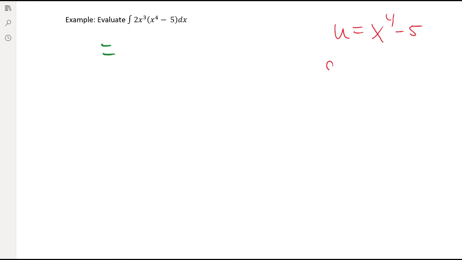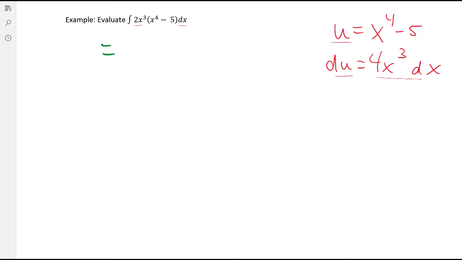Why is that? Because du is equal to 4x cubed dx. Remember, du is the derivative of u. Du has nothing to do with your integral as far as how you figure out what that is. Du is simply the derivative of u. Okay? But as we start to do our substitution, we're going to have an issue because we don't have a 4x cubed dx. Instead, what we have is a 2x cubed dx.